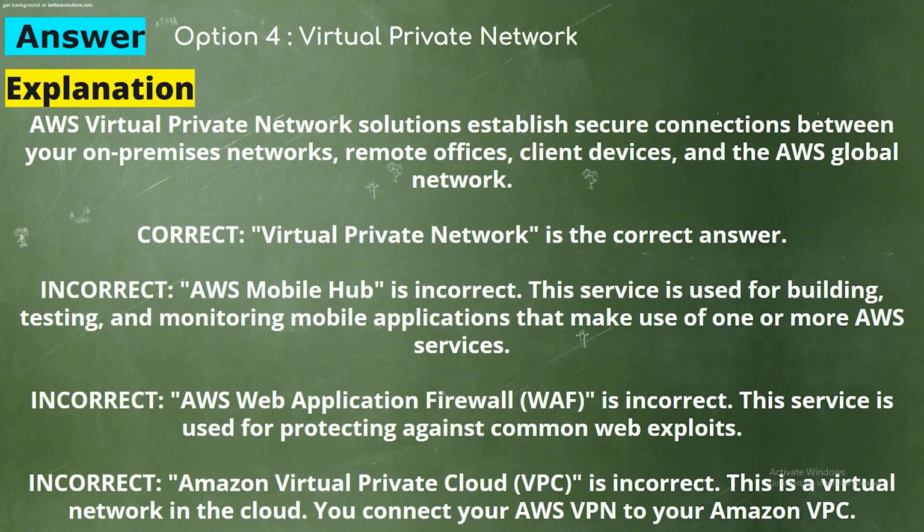Incorrect, AWS Mobile Hub is incorrect. This service is used for building, testing, and monitoring mobile applications that make use of one or more AWS services. Incorrect, AWS Web Application Firewall, WAF, is incorrect. This service is used for protecting against common web exploits. Incorrect, Amazon Virtual Private Cloud, VPC, is incorrect. This is a virtual network in the cloud. You connect your AWS VPN to your Amazon VPC.